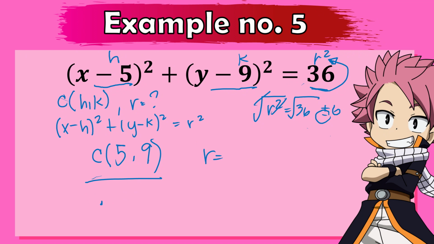So, the correct answer lang po dito, the length of the radius is 6 units. Again, we have x minus 5 squared plus y minus 9 squared is equal to 36. So, ang hanapin dito naman is yung center and the length of the radius. And our final answer is, the center is at 5 and 9. Ito po. And the length of the radius, square root ng 36 ay 6 units.